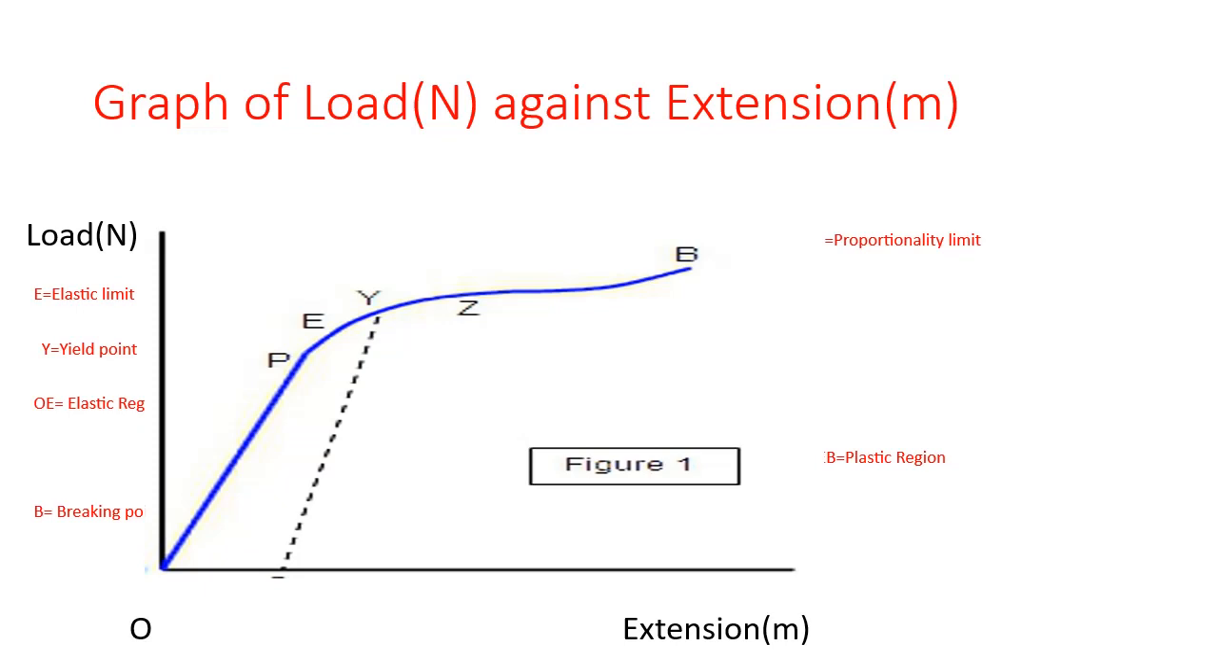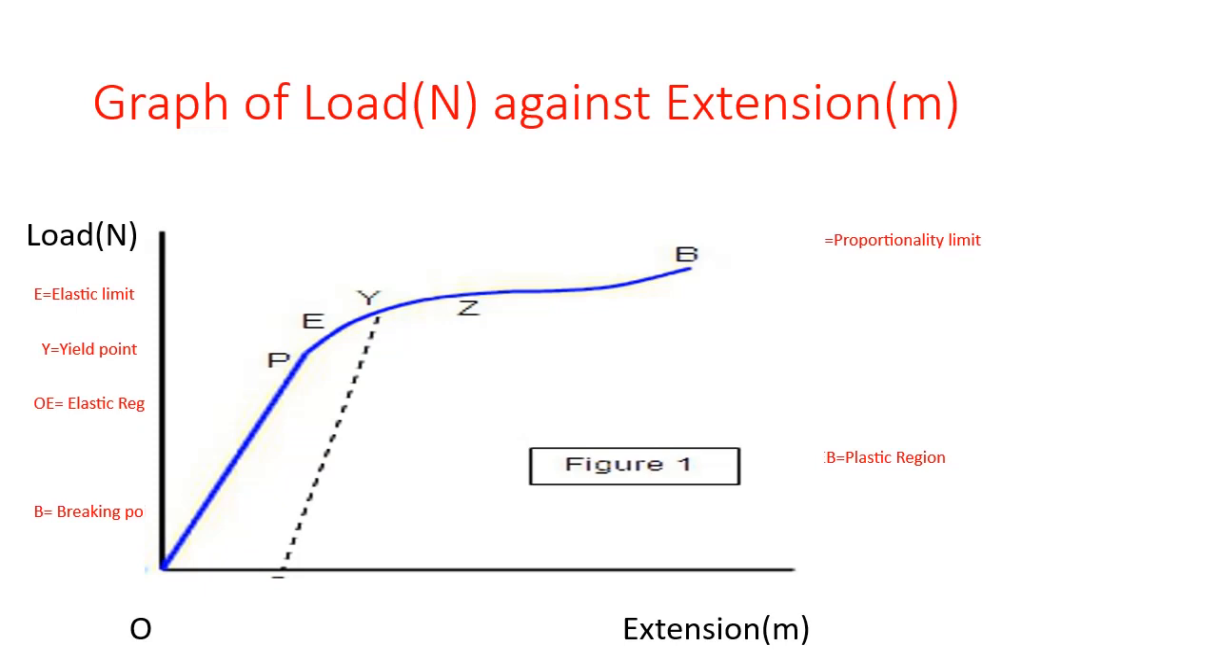Graph of load against extension. If you get an elastic material and you apply force on it, when you vary the force you are applying on the elastic material, if you increase it occasionally, and you make a table of the force and also the extension, and you use the data you have for the force, which is the load, and the data you have for the extension, to plot a graph of load against extension, that is force against extension, you will discover what you're seeing is the graph of load against extension.